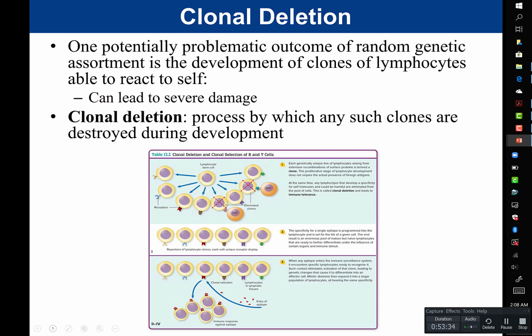So you can see here that this lymphocyte and this lymphocyte react with self molecules, and therefore the immune system is going to delete or get rid of those cells that can recognize self, so that we don't end up with an autoimmune disease.